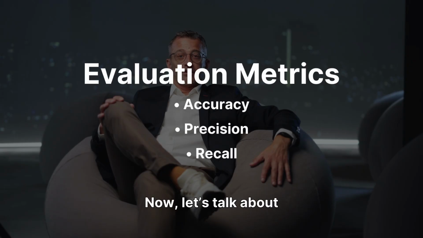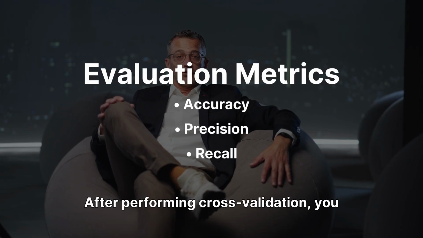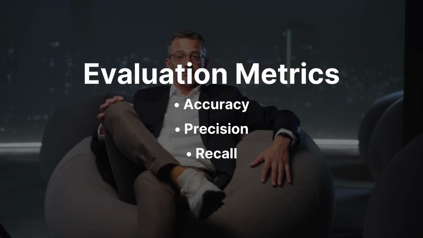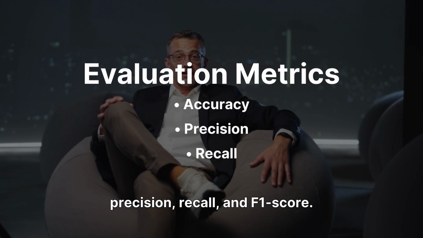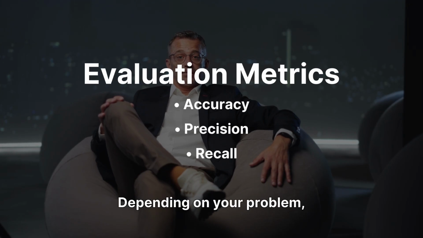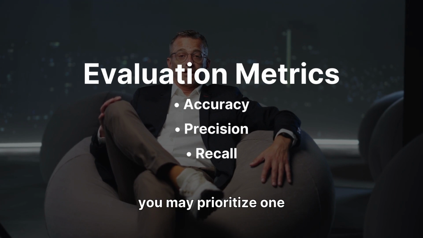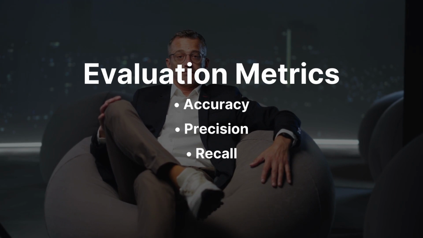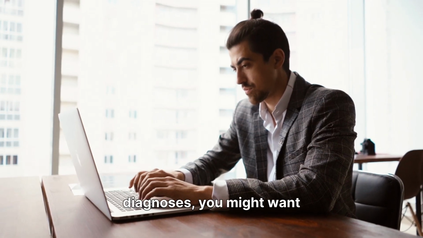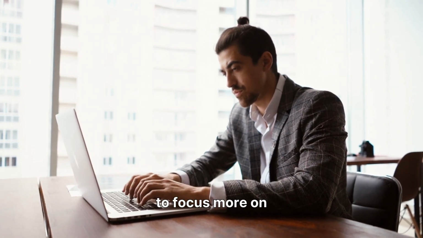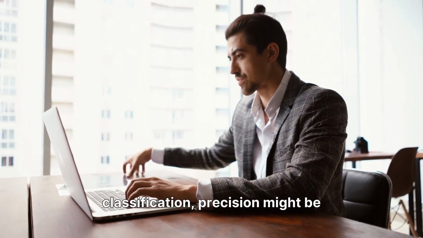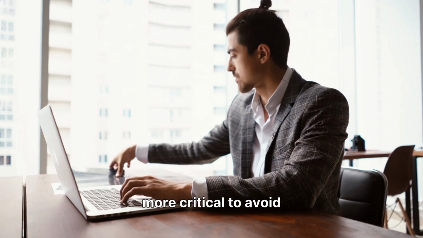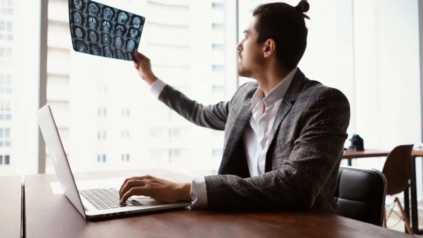Now, let's talk about evaluation metrics. After performing cross-validation, you will have multiple performance scores. Common metrics include accuracy, precision, recall, and F1 score. Depending on your problem, you may prioritize one metric over others. For instance, in medical diagnoses, you might want to focus more on recall to minimize false negatives, while in email classification, precision might be more critical to avoid marking important emails as spam.